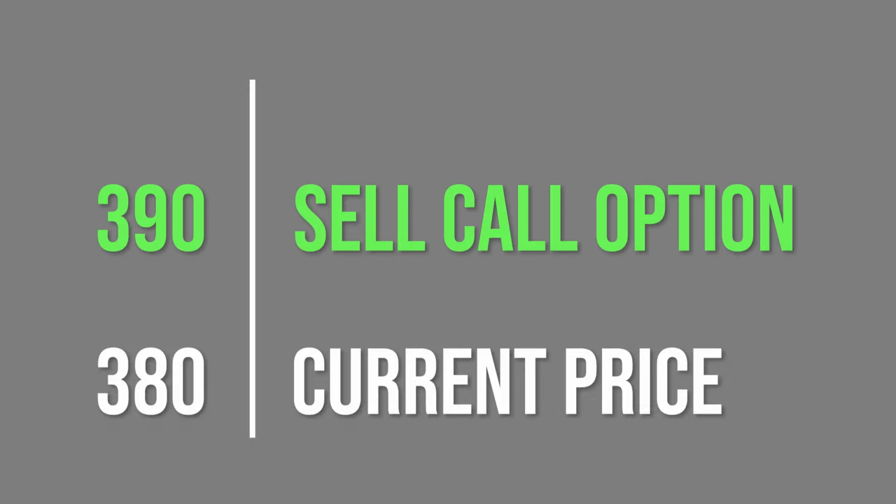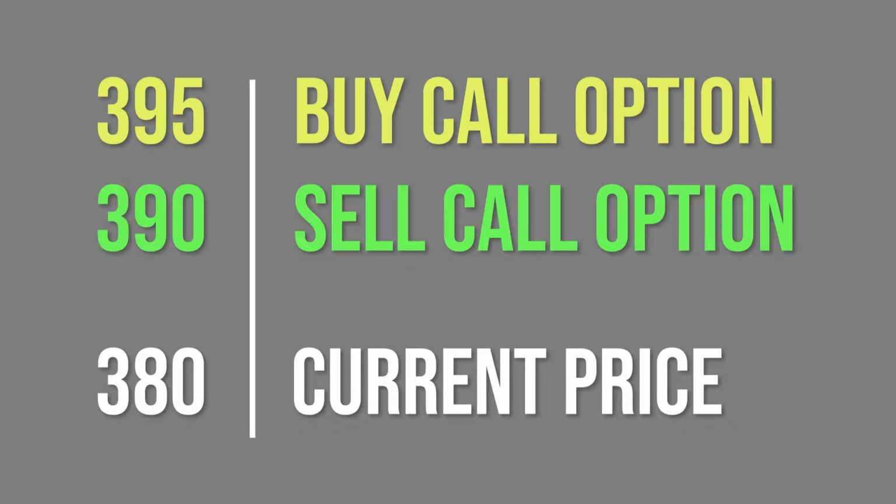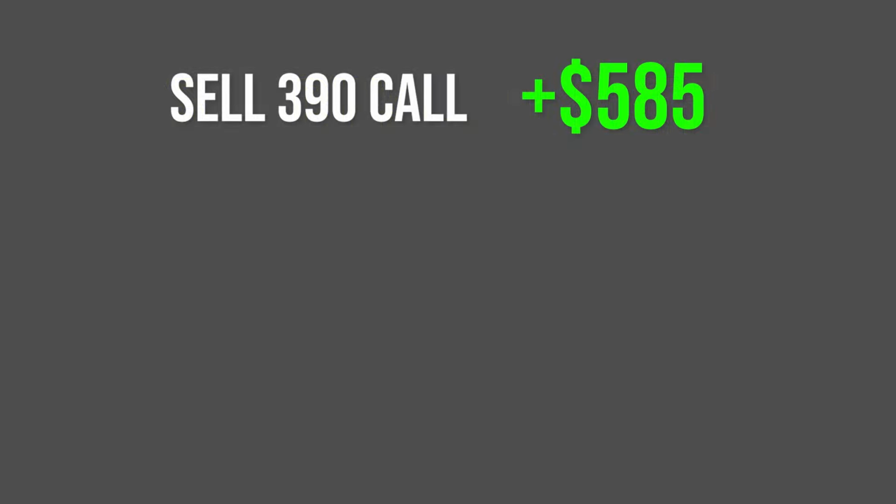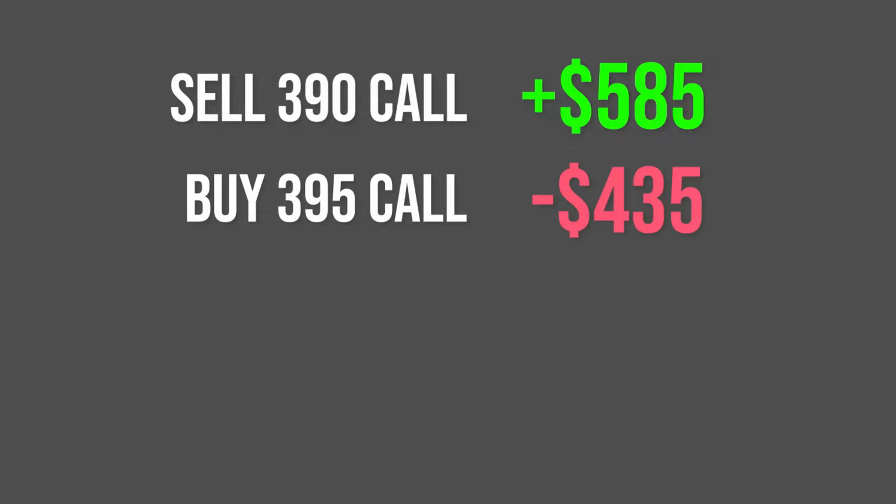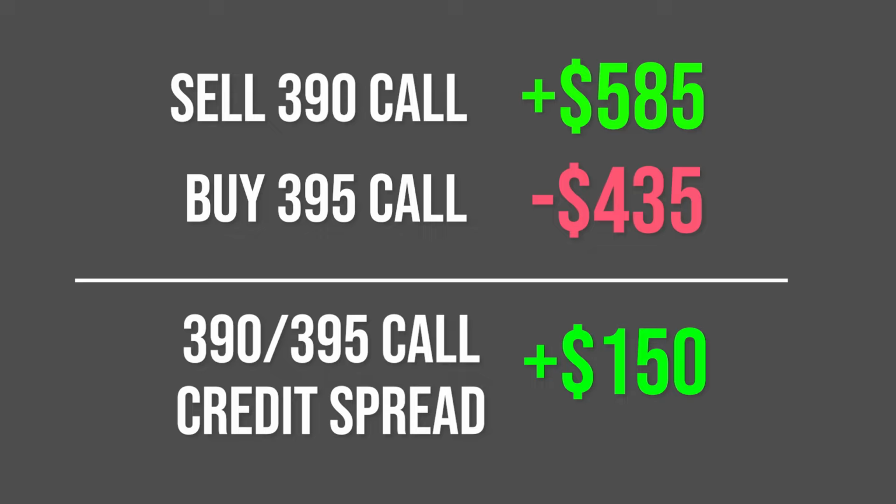In order to do that, we have to sell an option above 380. Let's just say 390. And then we'll buy an option above 390. In this case, let's do 395. And just to make things different, we'll say 23 days to expiry. When we sell the Microsoft 390, we're collecting $585. When we buy the Microsoft 395 option, we are paying $435. Again, a 5-point spread, and the credit collected in this example is also $150.